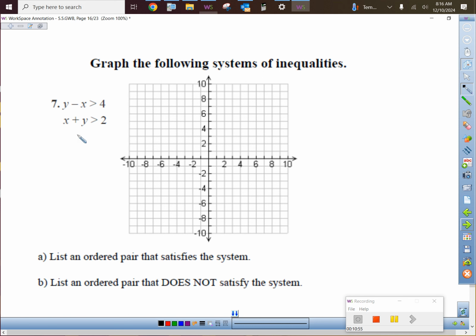Decide if they're horizontal, vertical, or oblique. If they're oblique, get y all by itself. So on this first guy, I need to get y by itself, so I added x to the other side. 4 is a y-intercept. Rise 1, run 1. Rise 1, run 1. That's going to be a dashed line.